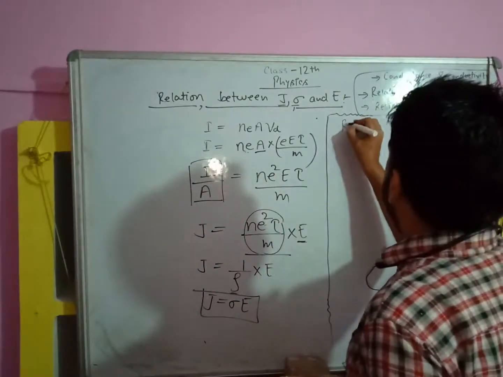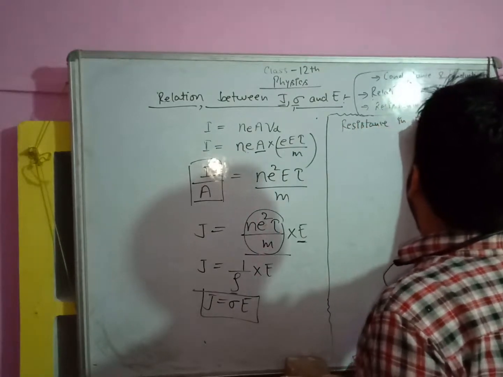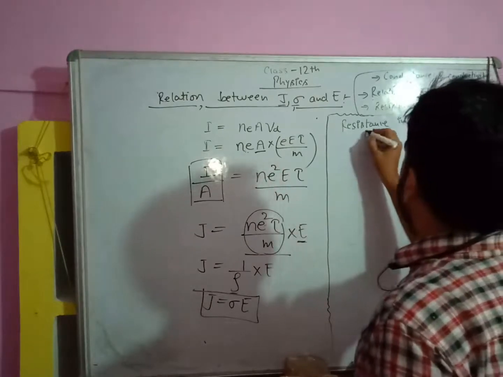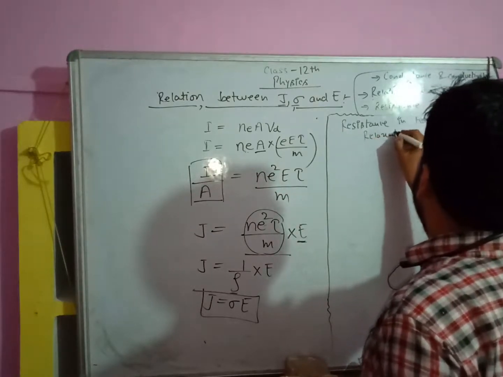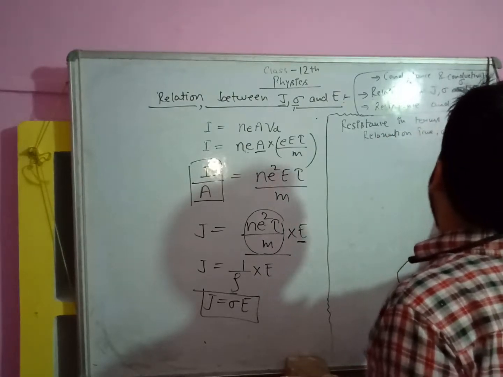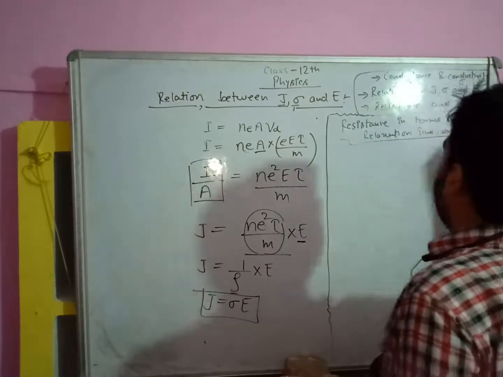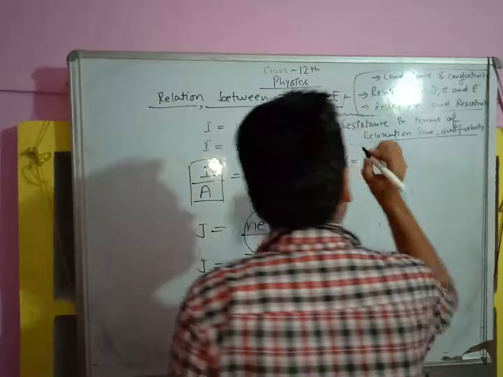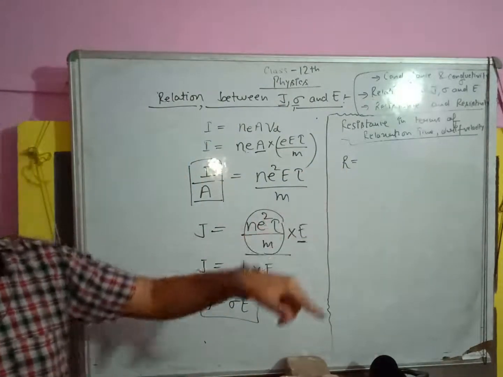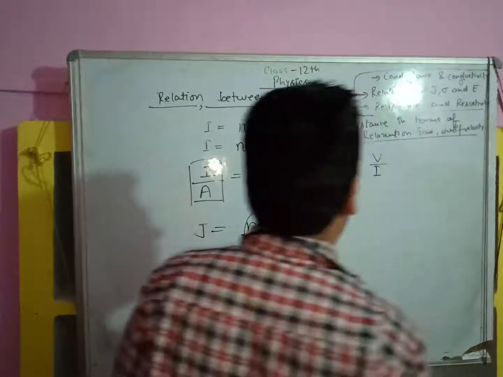So, resistance in terms of relaxation time and drift velocity. How can we calculate this? What is the value of R? If you remember, resistance R is the ratio of voltage and current. So R is equal to V upon I.